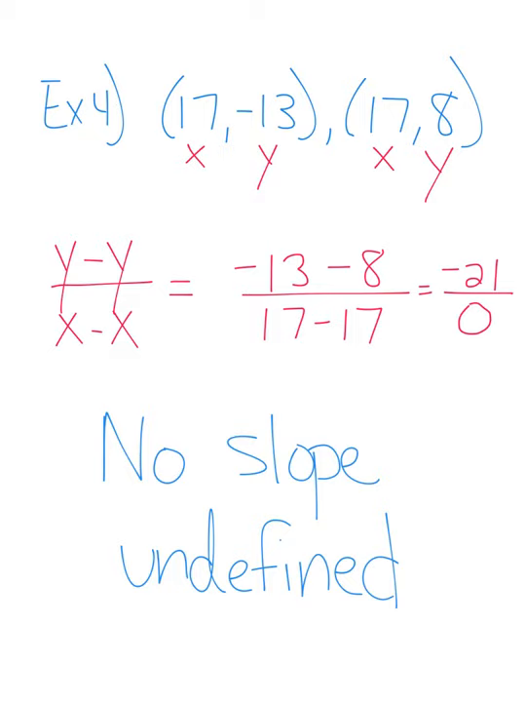Dividing by 0, you get an error. We can't divide by 0. We get an error message. So we don't want to write 0 here because it's not 0. It is no slope. It is undefined. It is an error message on our calculator. So those are the 4 types of slope. No slope or undefined.